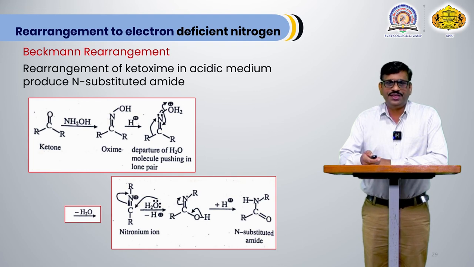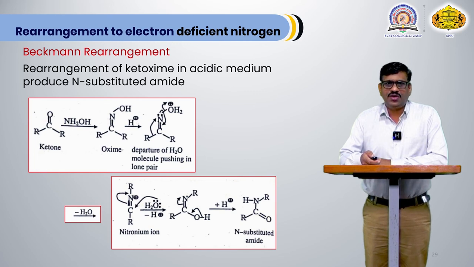This oxime, on treatment with acid, the OH group gets protonated to good leaving group OH2+. This OH2+ leaves the molecule. The R group which is present at the adjacent carbon atom moves towards this nitrogen and rearrangement takes place. And finally, nitronium ion is generated. Addition of water across that nitronium ion produces another intermediate, and there is N-substituted amide as the final product.